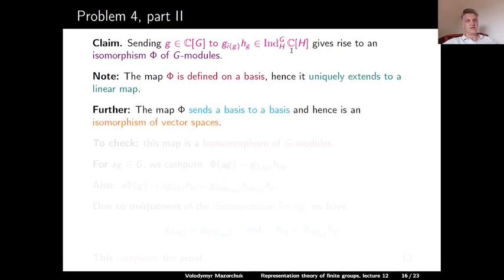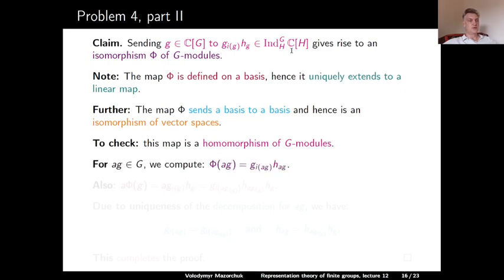And by definition, phi sends a basis of the regular G module to a basis of the induced module, so it's an isomorphism of vector spaces. So what we really need to check is that this map is a homomorphism of G modules. So for two elements a and g in the group G, we know that the image of the product ag under phi, by definition, is the element g with a subindex i(ag) times h_(ag).